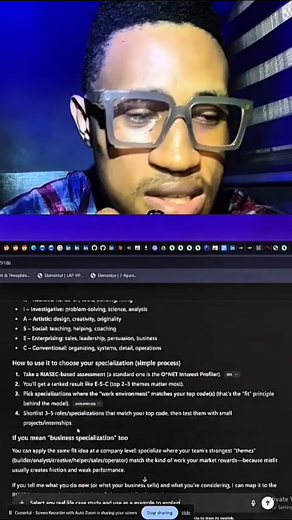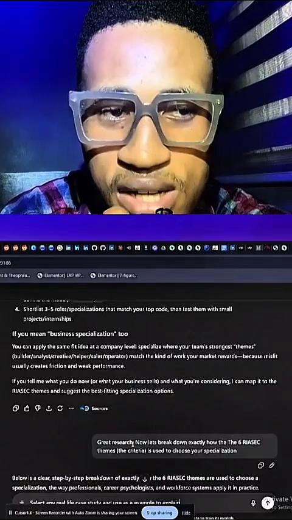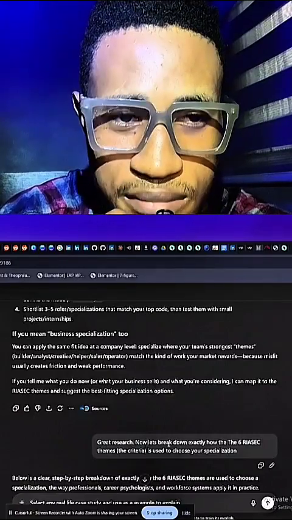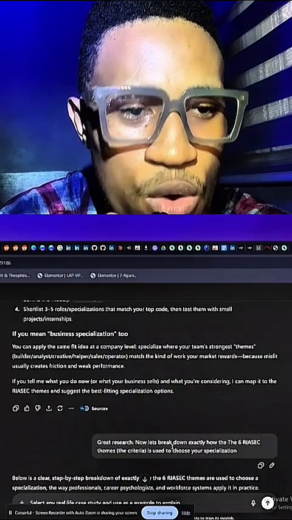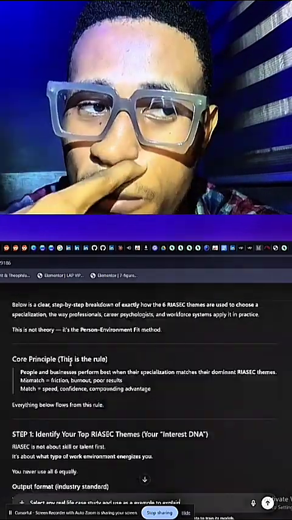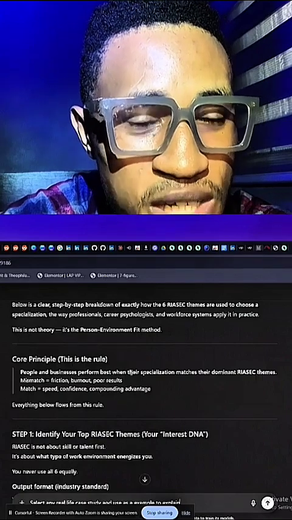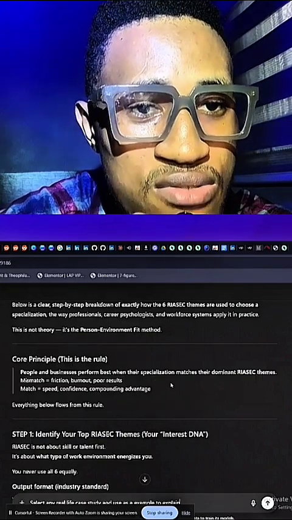When I was starting out, I had to ask again. I said, great research, that's the truth. Now, let's break down exactly how these 6 RIASEC themes or criteria work. Below is a clear step-by-step breakdown. People and businesses perform best when their specialization matches their dominant RIASEC themes.